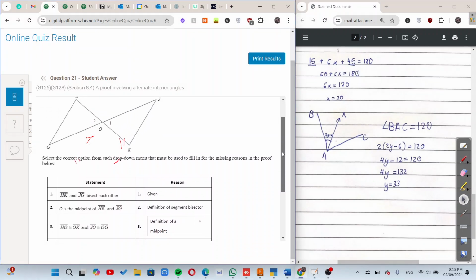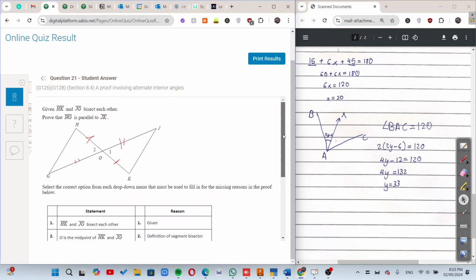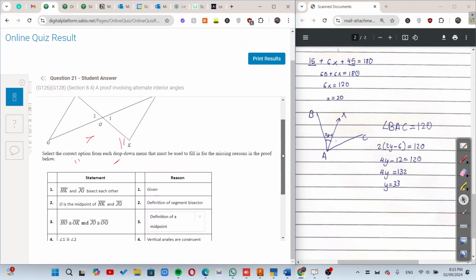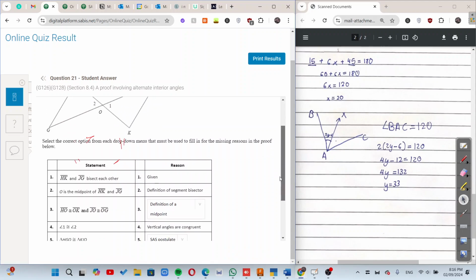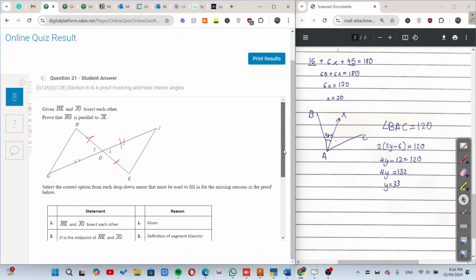So, why is this? It's because O is a midpoint of both lines. See, if G cuts J, these two are equal to each other, this is a midpoint. And if H, O and K are equal to each other, that means this is a midpoint. So this is the definition of a midpoint. So angle 1 and angle 2 are congruent. This is because they're vertical angles. See, they make an X with each other.